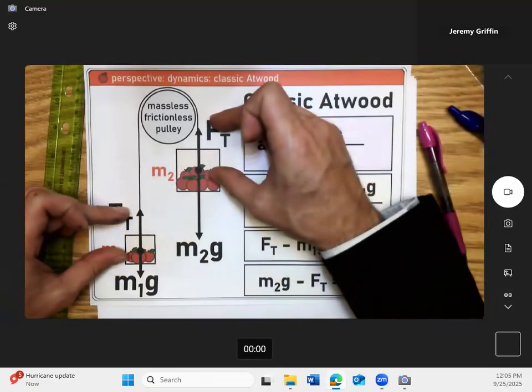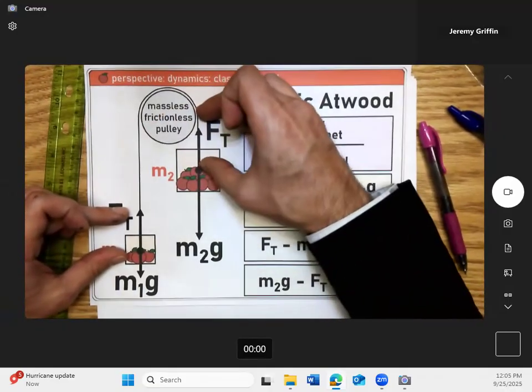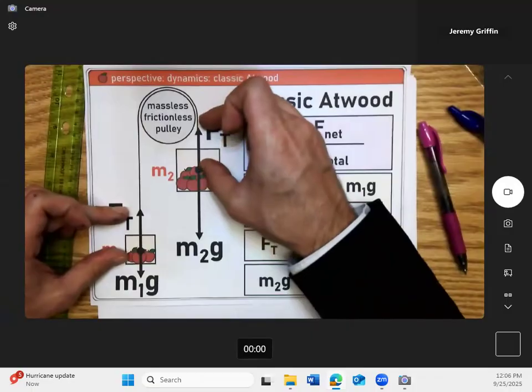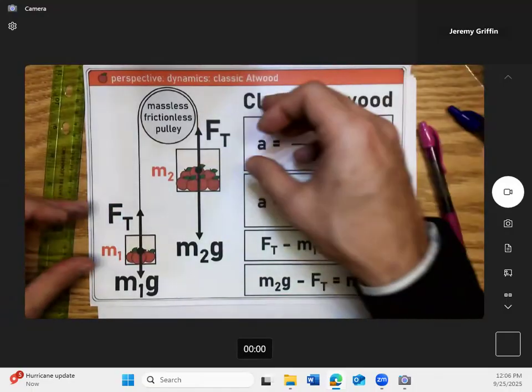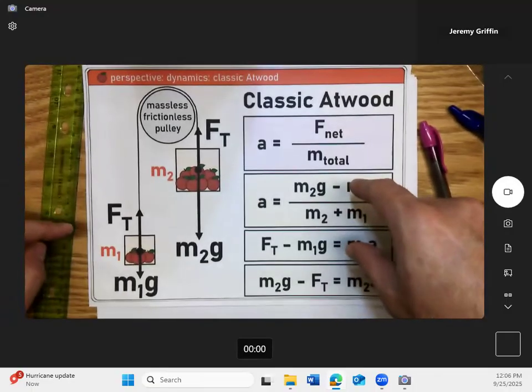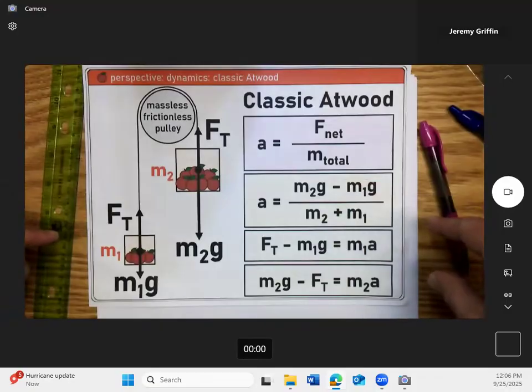You guys, is it the same tension on both of these? Can one string only have one tension? Yeah, as long as it's a massless frictionless pulley, that's going to be the case. Okay. What else do I want to say about this?